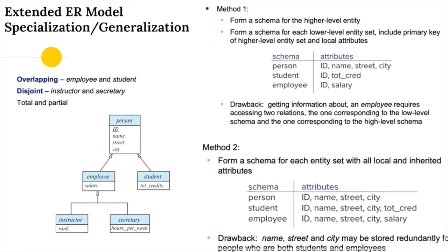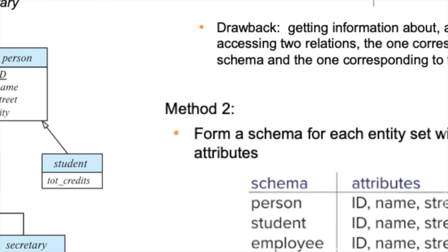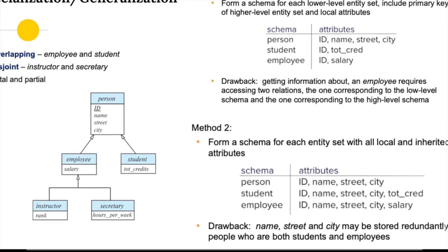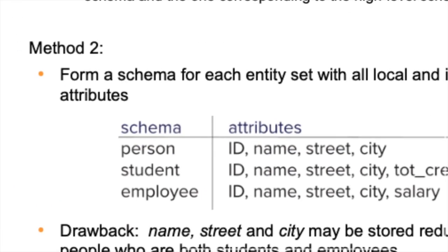So for method 2 naman, we have to form the schema for each entity set with all local and inherited attributes. So start with the person with ID, name, street, city, and then for the succeeding entities, we will need to replicate the attributes. So for student, include all the attributes of the person. So we have ID, name, street, city, and then include the additional attribute for student. If you have an employee, you need to include all the attributes for the person and then add the salary.